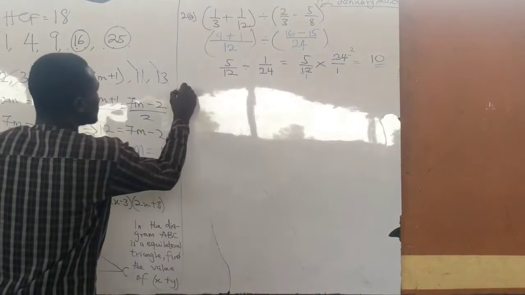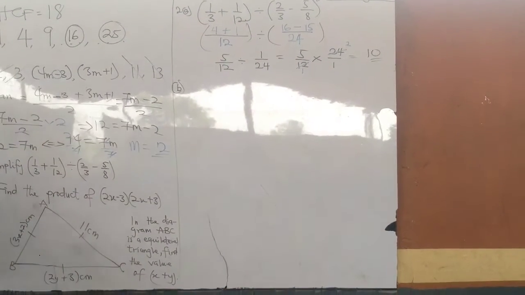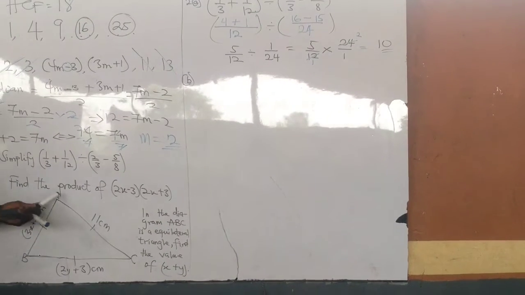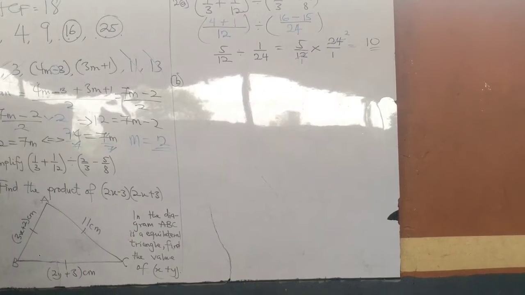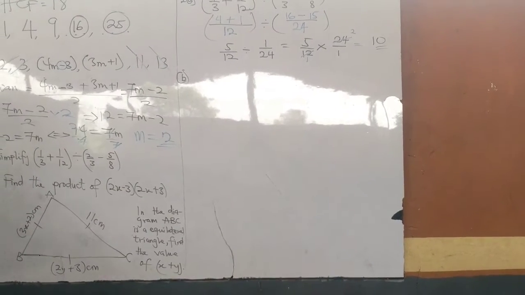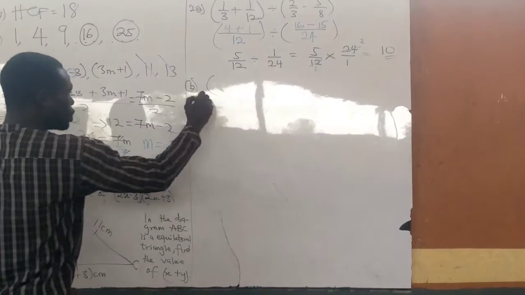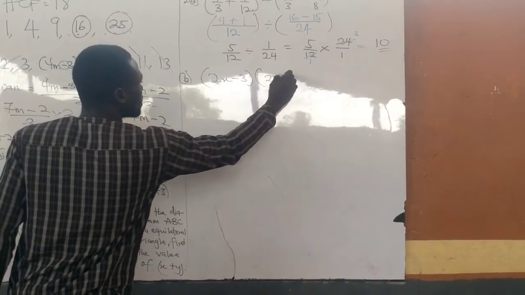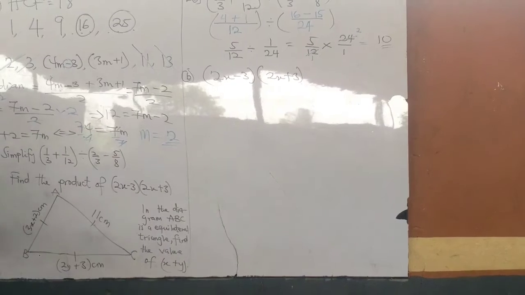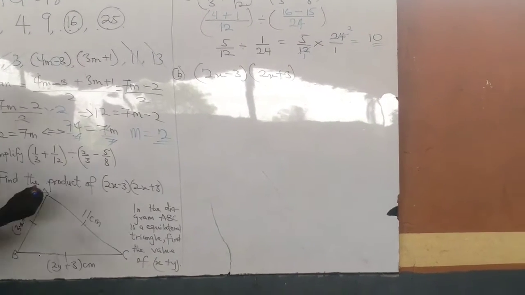Now when you come to question 2B, find the product of bracket of 2x minus 3 and bracket of 2x plus 3. You have to find the product of this. What is product? Product is multiplication.